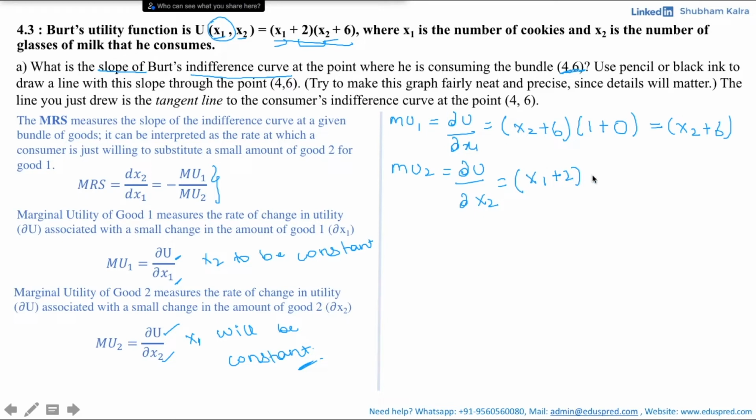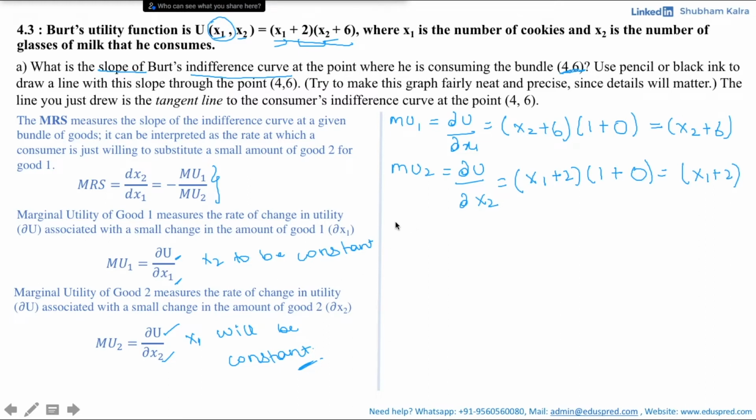So that would be the derivative of x2 with respect to x2, which is 1, plus the derivative of 6, which is a constant. So that would be 0. Thus your MU2 is x1 plus 2. Now substituting the values of MU1 and MU2 into this expression, we will be able to get your MRS.